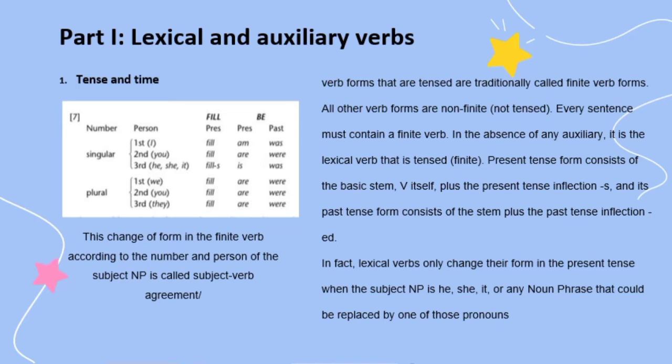Present tense form consists of the basic stem V itself plus the present tense inflection s, and its past tense form consists of the stem plus the past tense inflection. In fact, lexical verbs only change their form in the present tense when the subject noun phrase is he, she, it, or any noun phrase that could be replaced by one of these pronouns.